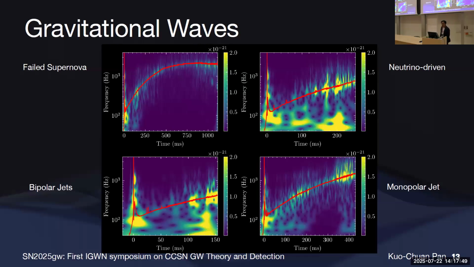And for the monopolar jet cases, you can see at early time, it looks very similar to the failed supernova cases. But once the explosion happened, actually around 350 milliseconds, then this gravitational emission becomes very, very loud due to these monopolar jets. Then there is also still some memory component as well.